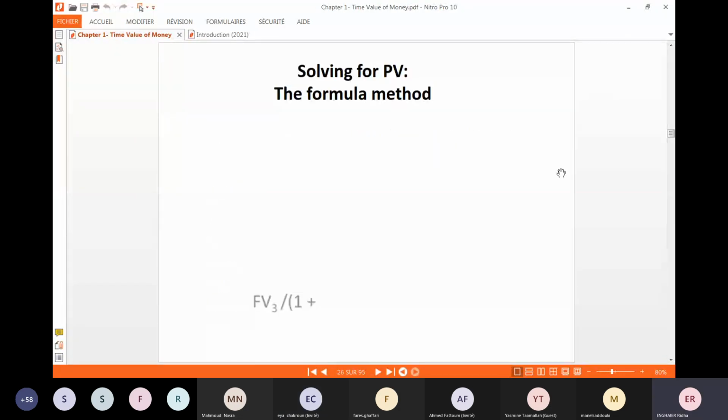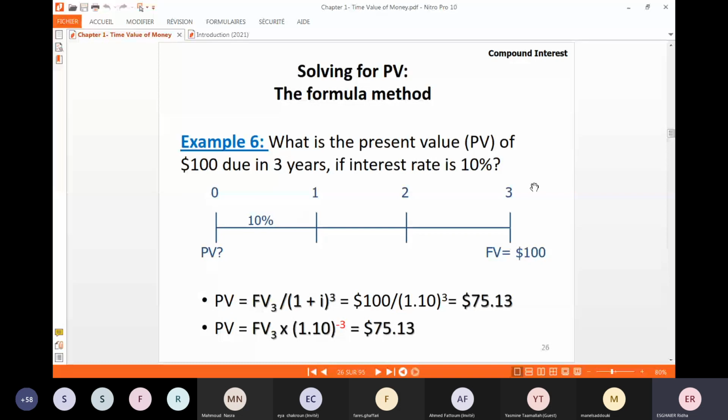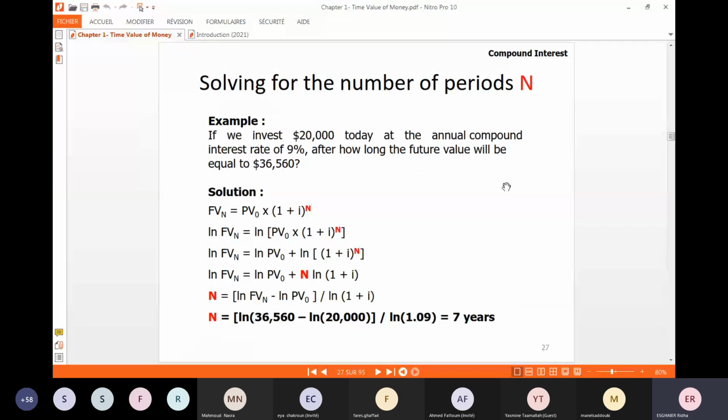Suppose now that we need to determine the number of periods, not the future value or the present value, that will allow us to accumulate an amount, knowing the interest rate to be earned each period and the initial investment. For example, if we invest today $20,000 at the annual compound interest rate of 9%, after how long would the future value be equal to $36,560? So in this case, we need to determine the n.